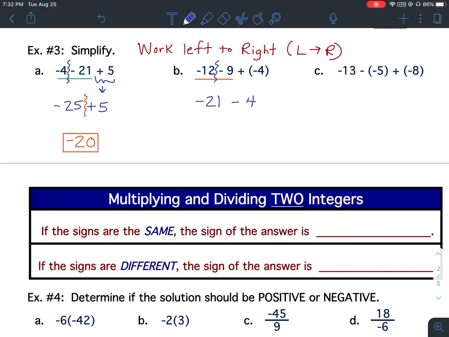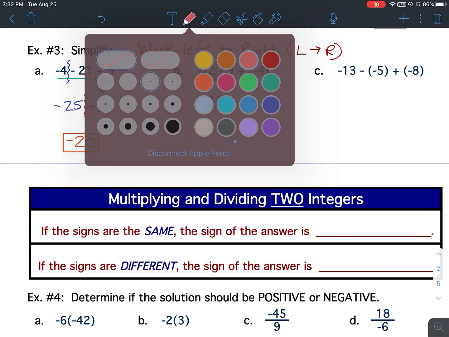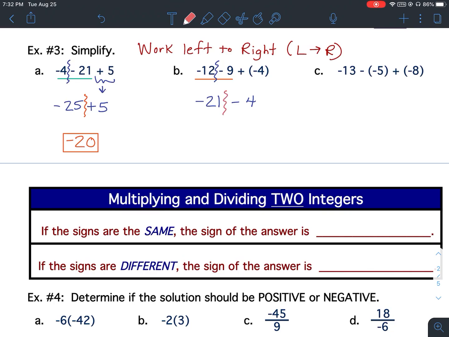All right, now we're going to combine these. Looking at these 2, I've got a -21 and a -4. That means the signs are the same, so I'm going to add them together and get 25. And then when you add, you keep the sign.